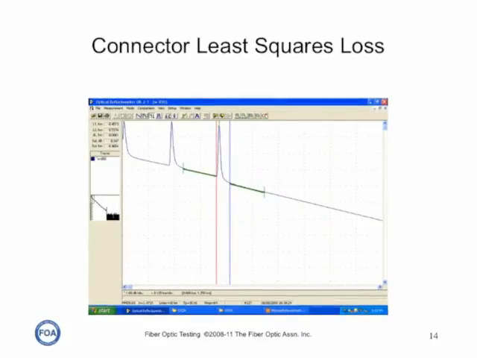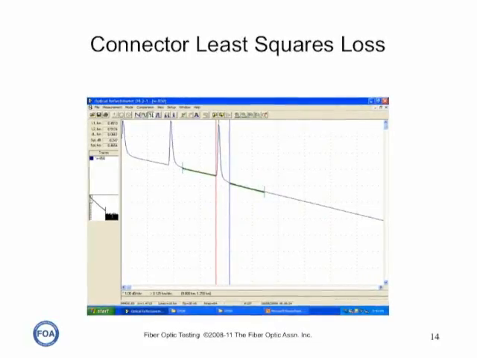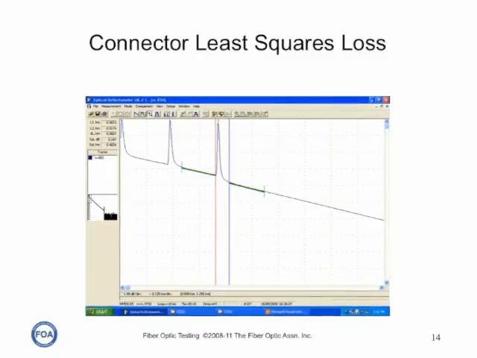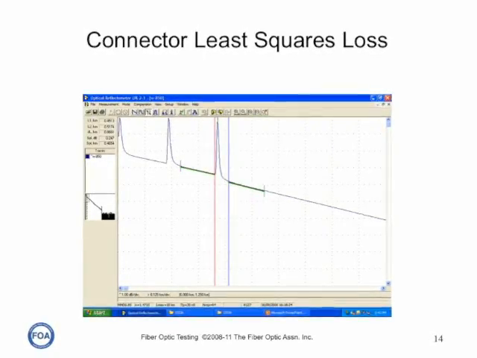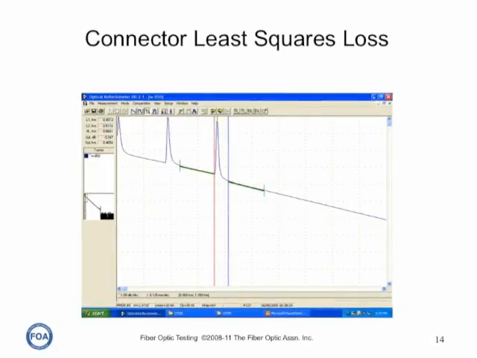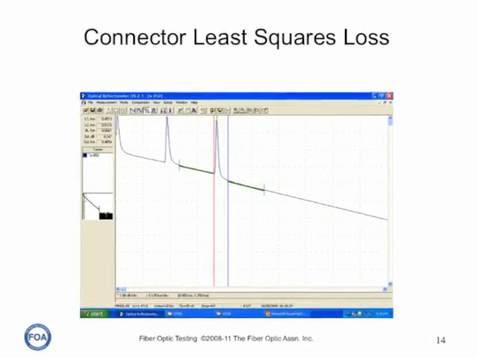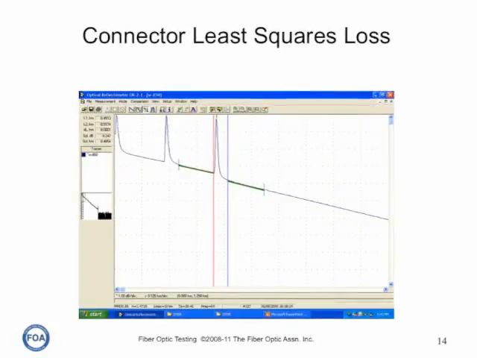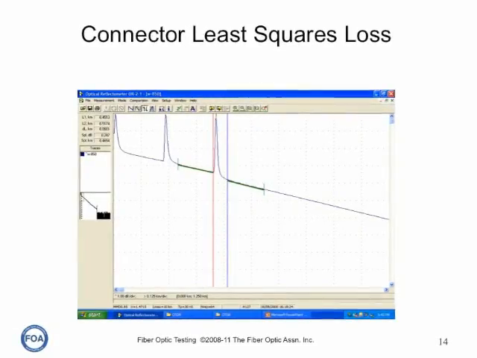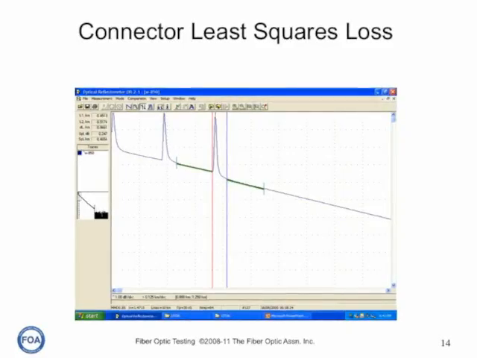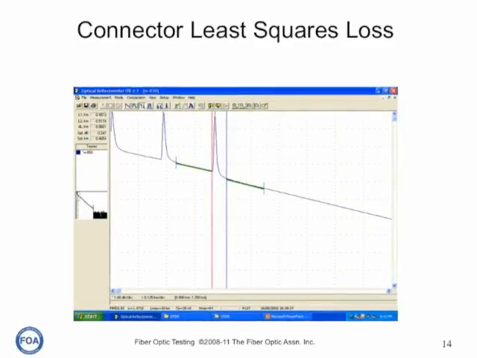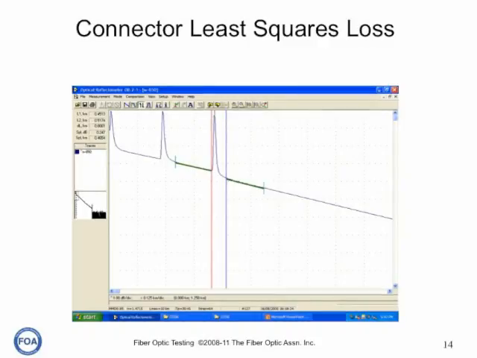Here you can see our same event with the same two markers, but now on either side are the least squares selections that allow us to make the measurement without the contribution of the fiber in the middle. Generally speaking, this will be the most accurate way to make measurements of loss in an OTDR on either reflective events or non-reflective events like fusion splices.